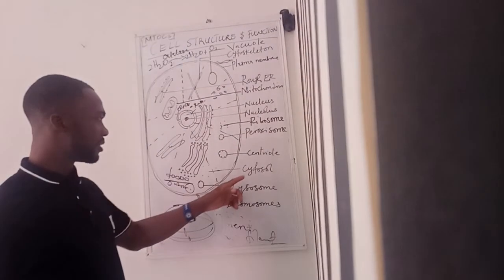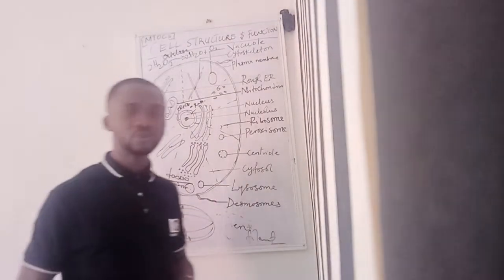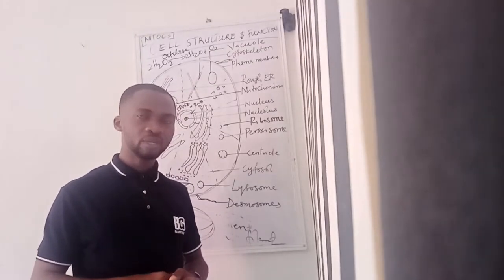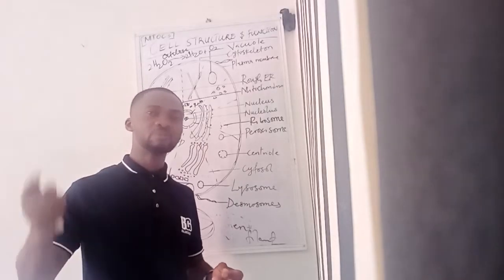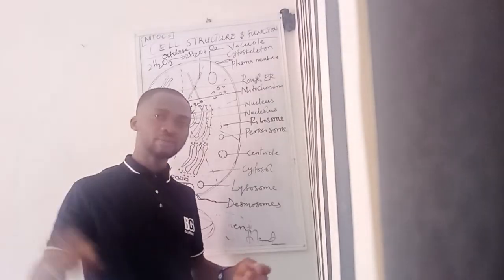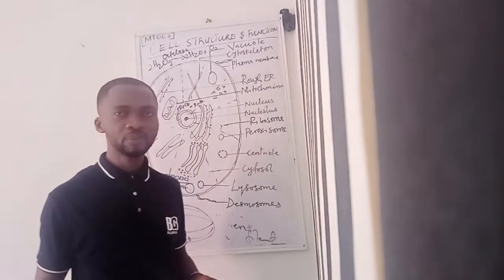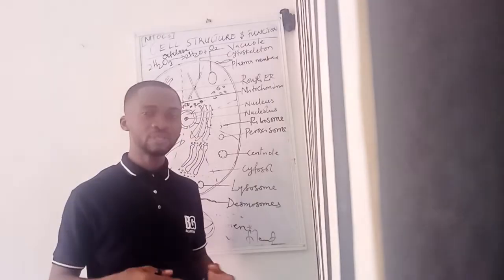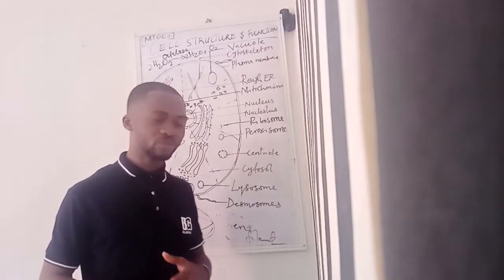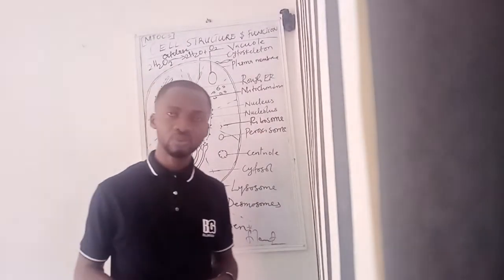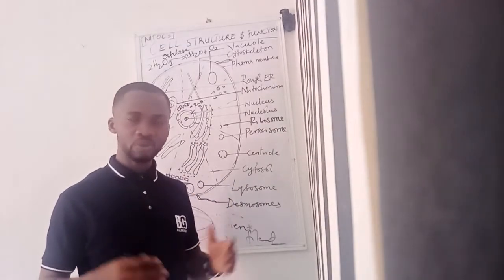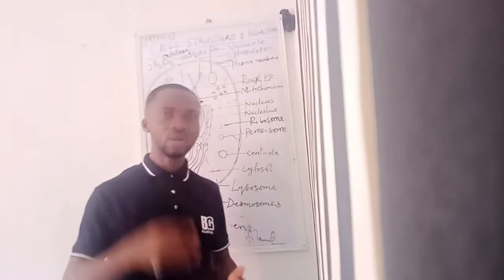Then we have the cytosol. The cytosol is the semi-fluid part of the cytoplasm. It functions in cytoplasmic streaming, which helps in distribution of nutrients within the cell. And it is actually the center for some metabolic reactions, like glycolysis, for instance, which takes place within the cytosol. So it is the semi-fluid part of the cytoplasm where metabolic reactions occur and which also helps in cytoplasmic streaming.